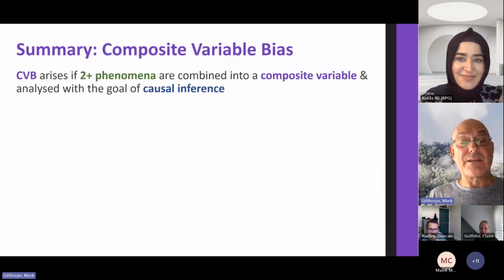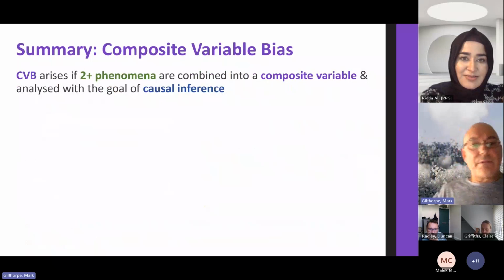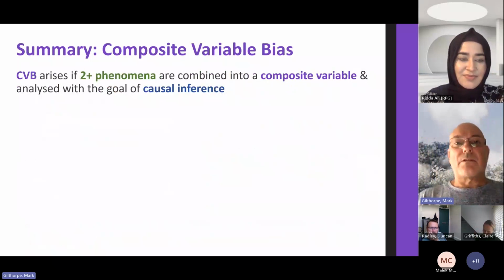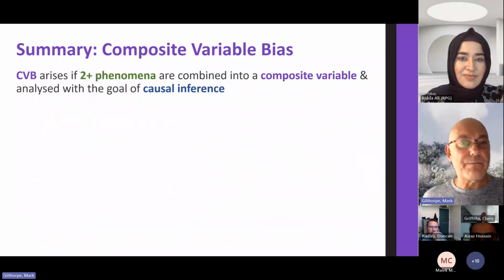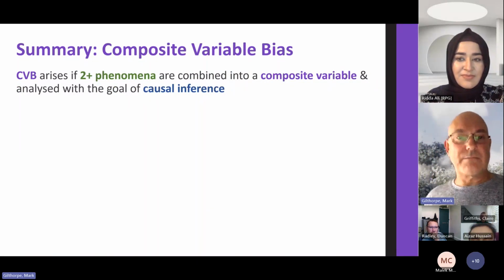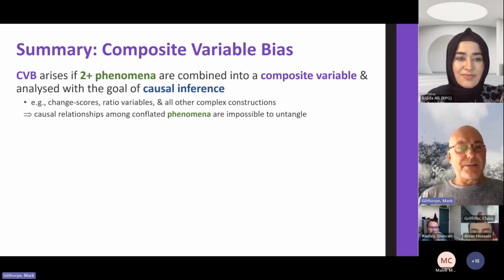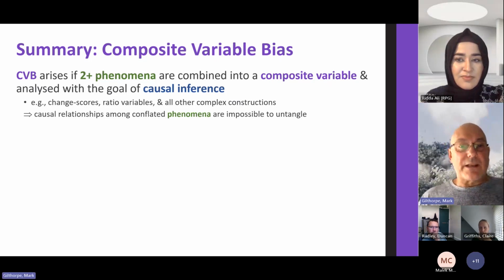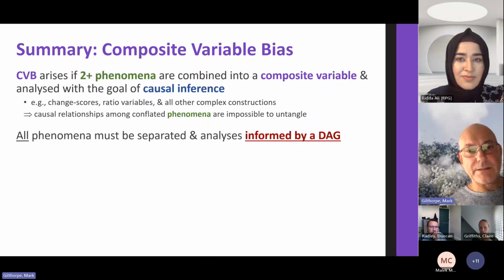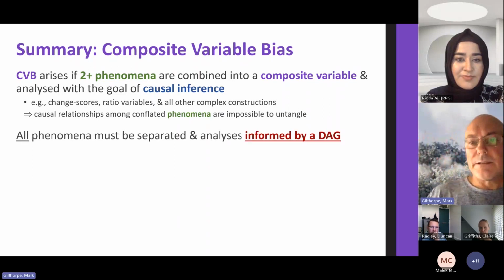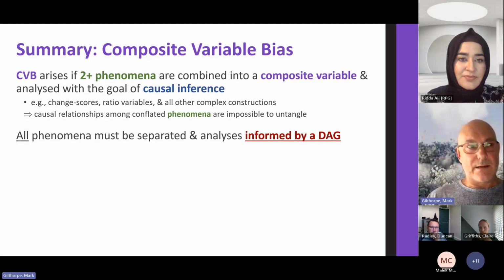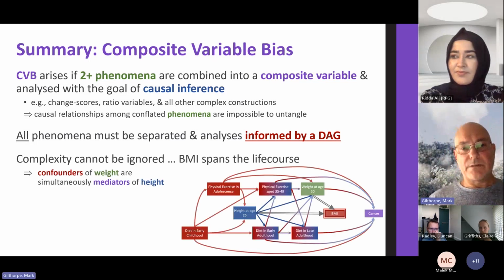meaningless. So in summary, composite variable bias arises whenever two phenomena or more are combined into a single variable, and we pursue causal inference because the point is we can't then pursue causal inference. What we get out is rubbish. So change scores, ratio variables, and other complex constructs like BMI are junk. And if you're analysing them, you won't be able to ask causal questions because you're conflating too many component effects. So all phenomena must be separated and analysed as informed by a DAG. And we cannot overlook this complexity.